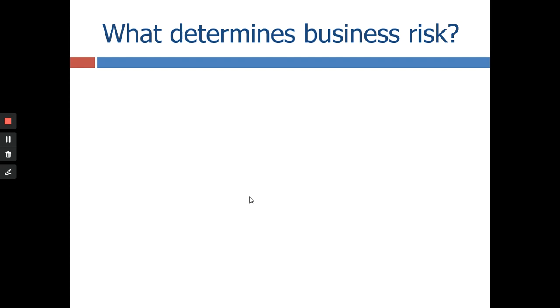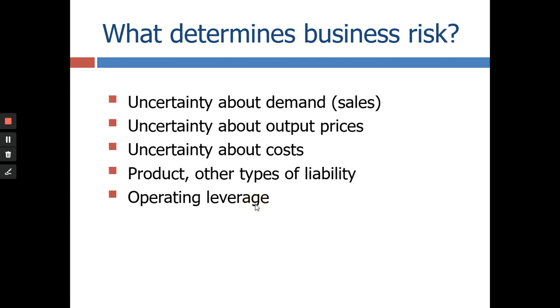Uncertainty about demand. The first one is uncertainty about demand. Those who can predict that every month they are making 500,000 worth of sales, who can predict for the next 6 months they're going to make 500,000 per month, then their business risk is low. But if you're not sure how much you're going to earn next month because of certain situations, that means your business risk is high.